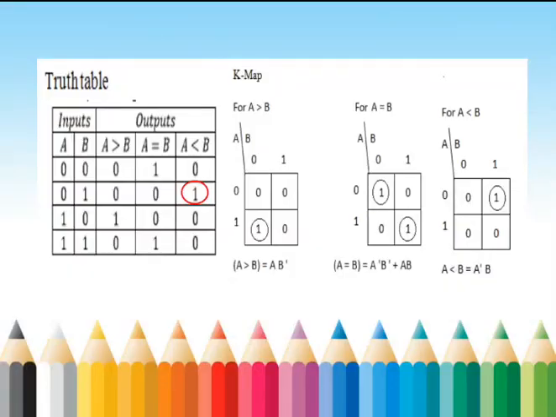Then the K-map for A is less than B. Yes, this enables only when input is 1 and it is grouped individually. We have an expression for A is less than B, that is A prime B. Whenever A is less than B, we should use the logic expression A prime B. So now we may implement this logical expression into a logic diagram.